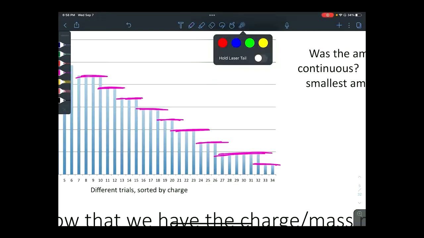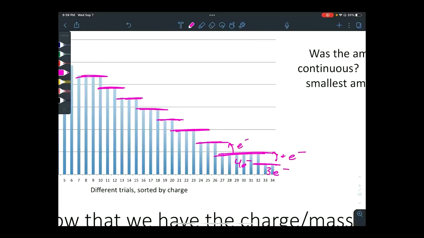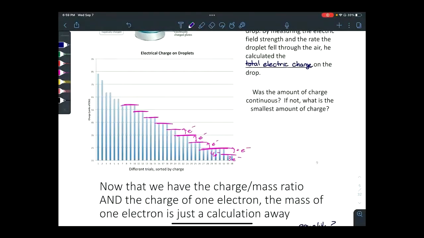Because we don't know this trial right here. I don't know how many specific electrons that oil droplet has. But what I do know is that maybe these oil droplets have 3 electrons and this one has 4 electrons. So the difference is the oil droplet gained 1 electron. Same for the next step: in each of these trials, our oil droplet just gained 1 electron. And so that charge increment ended up being the exact same value in coulombs each and every single time. It was 1.602 times 10 to the negative 19 coulombs, and that is the charge of 1 electron.